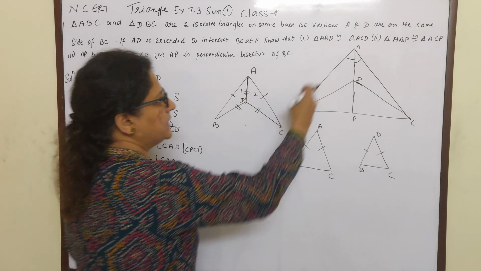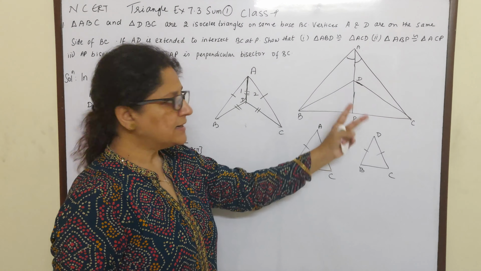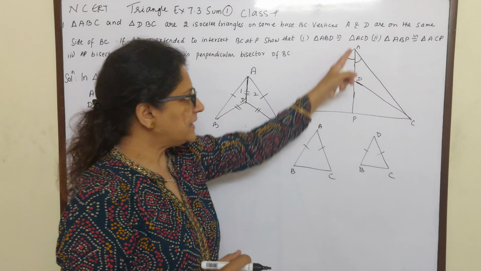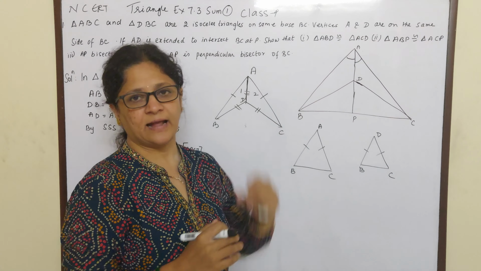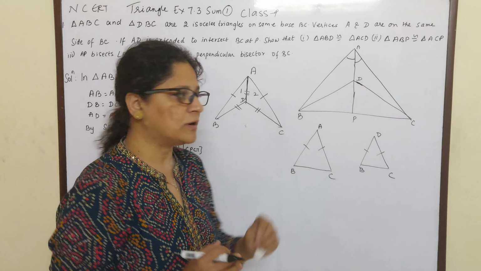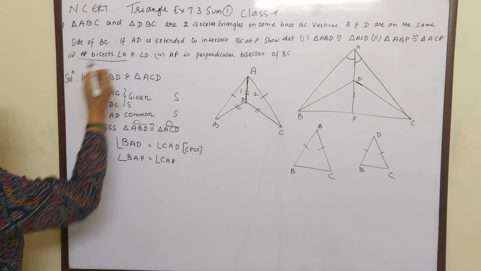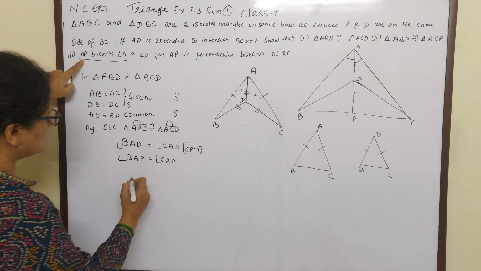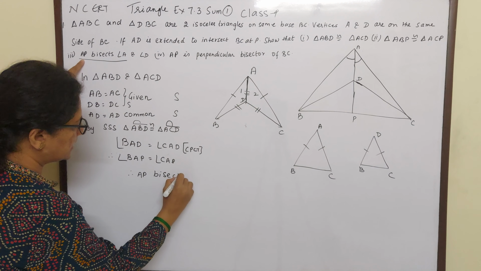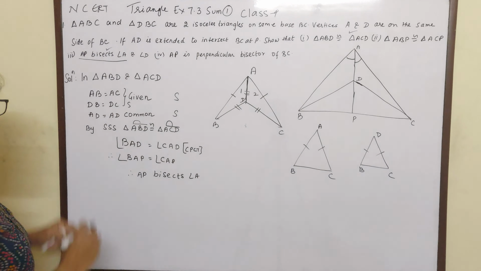But if BAP is equal to CAP, that means this AP line is cutting angle A into two equal halves. That means AP is bisecting angle A. AP line is cutting angle A into two equal halves, and that is what you have to prove in the third point. AP bisects angle A. So we have proved this also. Therefore, we can say AP bisects angle A. So we have finished this and we have finished this.